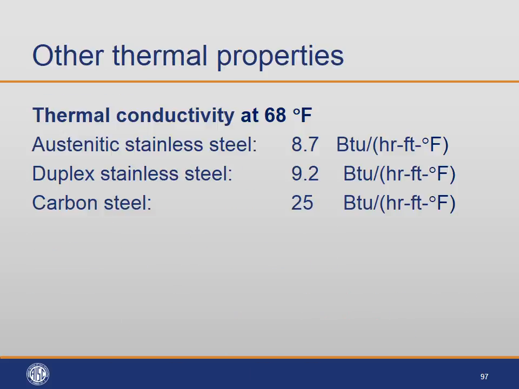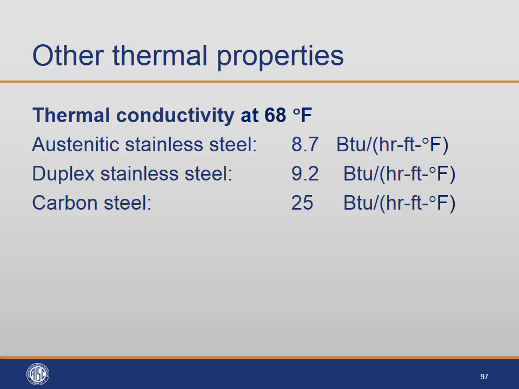Other thermal properties. On this slide I've shown the thermal conductivity. Austenitic and duplex stainless steels have a much lower thermal conductivity than carbon steel. It's about a third of the value. And this can be good and it can be bad. It can be good when you're wanting to minimize thermal bridges. That's when you want a low conductivity.